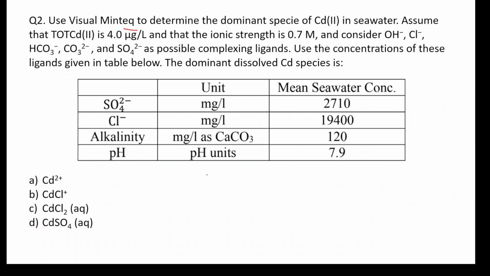Use Visual MINTEQ to determine the dominant species of cadmium in seawater. Assume that total cadmium is 4 micrograms per liter and the ionic strength is 0.7 molar. Consider OH negative, Cl negative, and HCO3 as the possible complexing agents. We need to use all the concentrations in the given table and find out the dominant species of Cd2 plus. Try to find the answer to this question. We'll see the solution in a while.